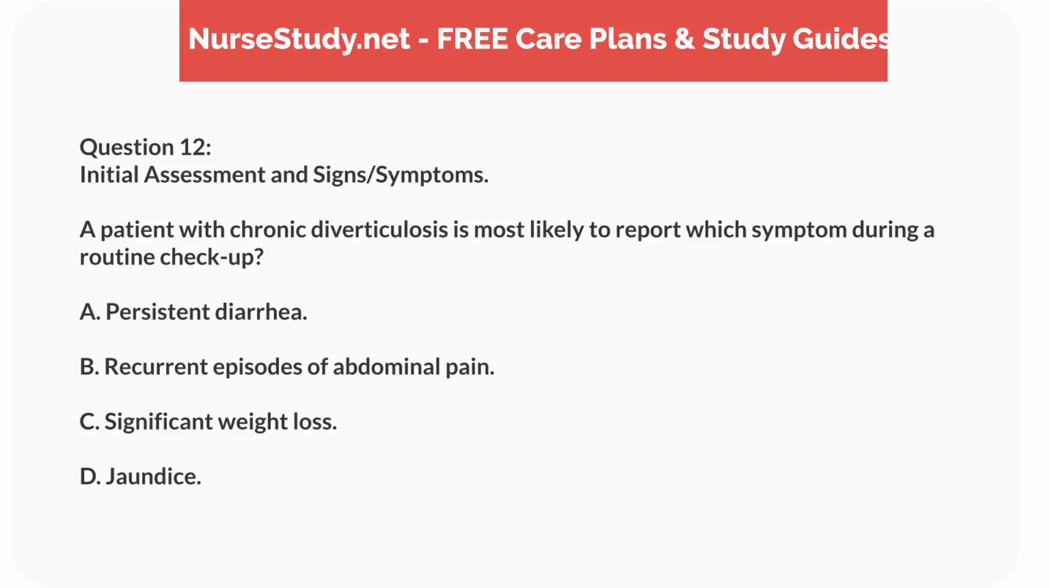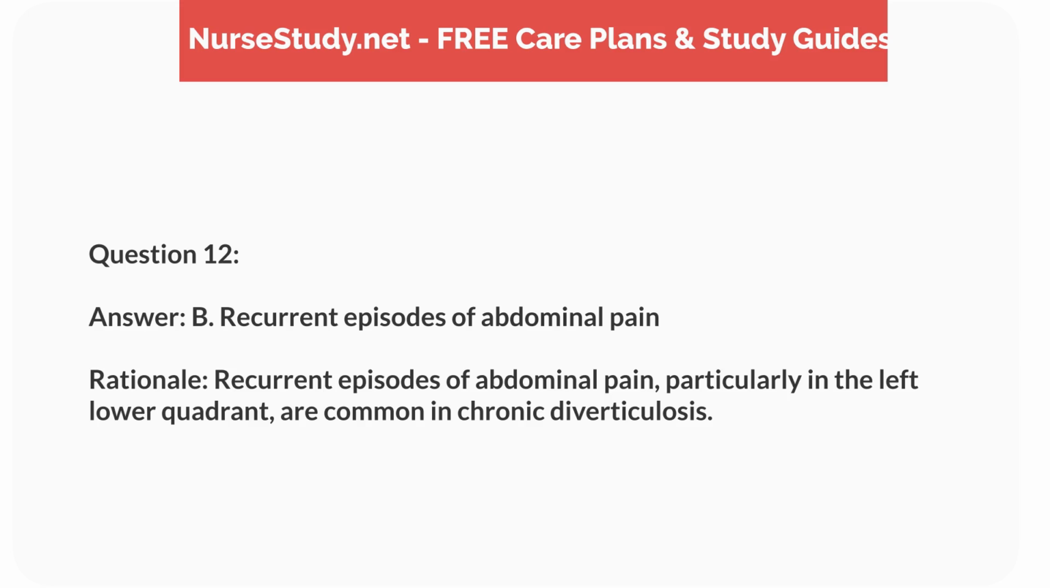B. Recurrent episodes of abdominal pain. C. Significant weight loss. D. Jaundice. Answer: B. Recurrent episodes of abdominal pain. Rationale: recurrent episodes of abdominal pain, particularly in the left lower quadrant, are common in chronic diverticulosis.